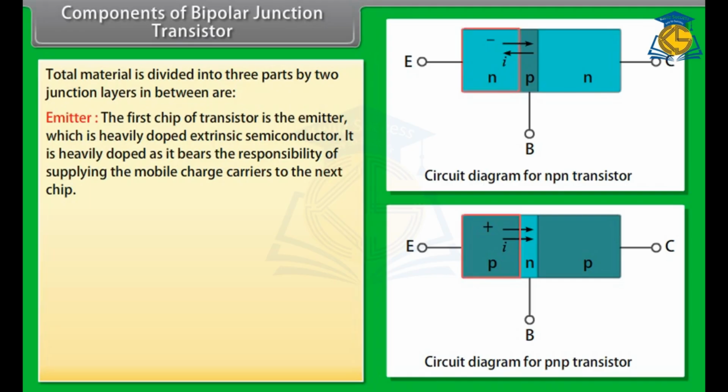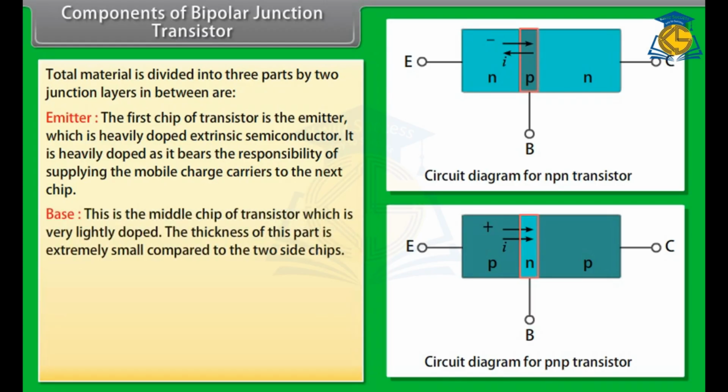The first chip of the transistor is the emitter, which is a heavily doped extrinsic semiconductor. It is heavily doped as it bears the responsibility of supplying the mobile charge carriers to the next chip. Base: this is the middle chip of the transistor, which is very lightly doped. The thickness of this part is extremely small compared to the two side chips.